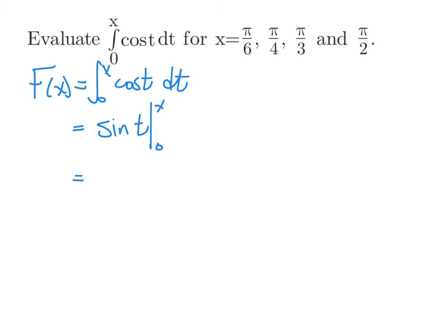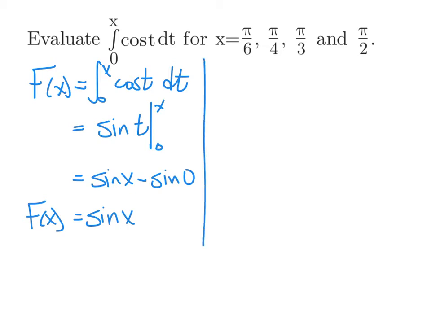So we're going to plug in the x first, and we'll have sine of x, and then subtract off sine of 0. Well, the sine of 0 is 0. So when this all simplifies down, we have this function, big F of x, is equal to the sine of x. Now, when I want to evaluate for these 4 different values, all I have to do is let x be first pi over 6. And so from my function here, that would be the sine of pi over 6, which is 1/2.